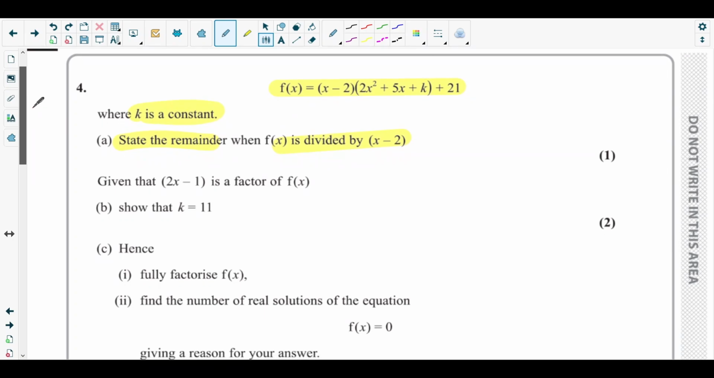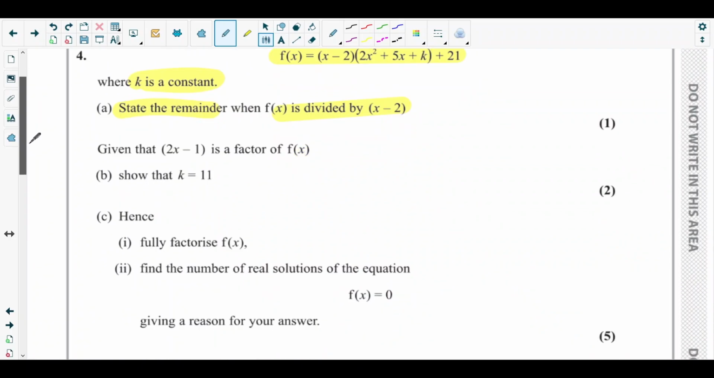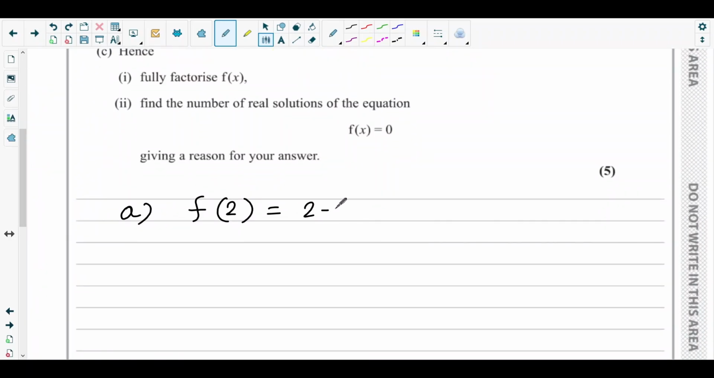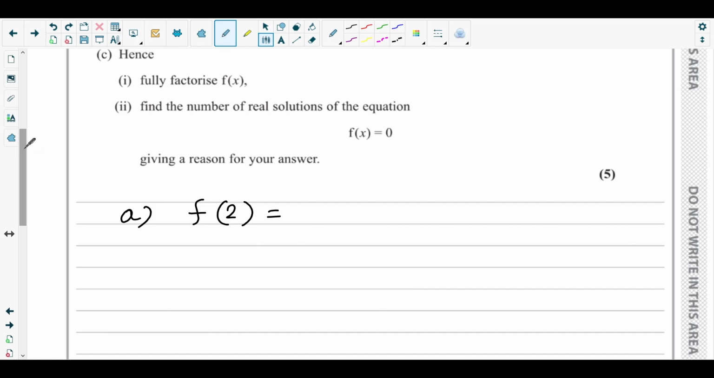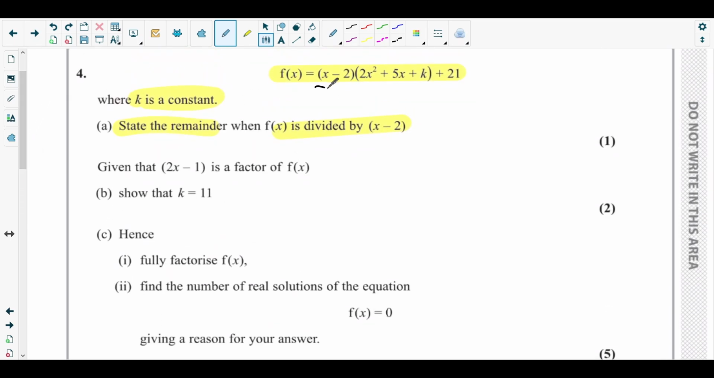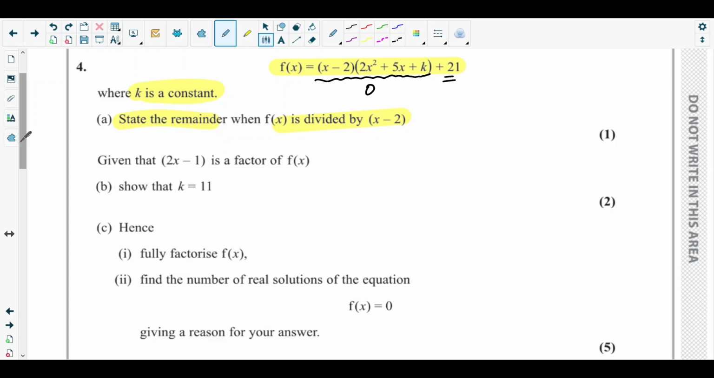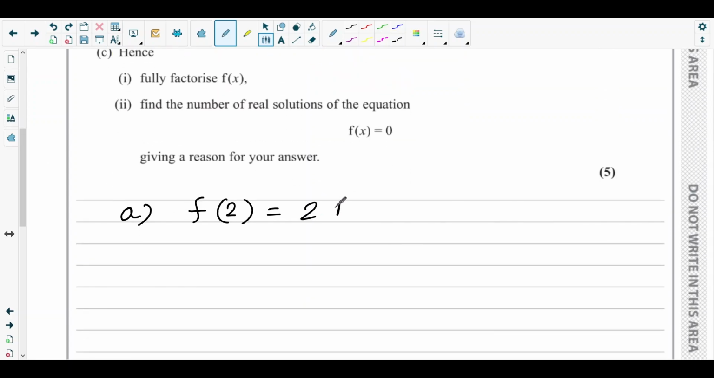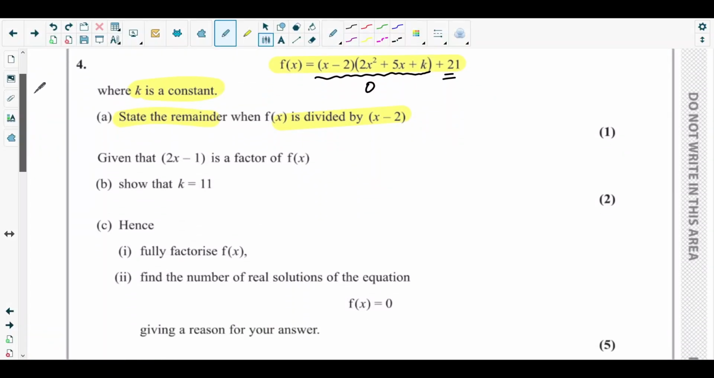If you put x = 2 there, 2 minus 2 is basically 0. So this whole expression is 0, and you will have only 21. So the remainder is basically 21. Fine. Okay, next is part B.